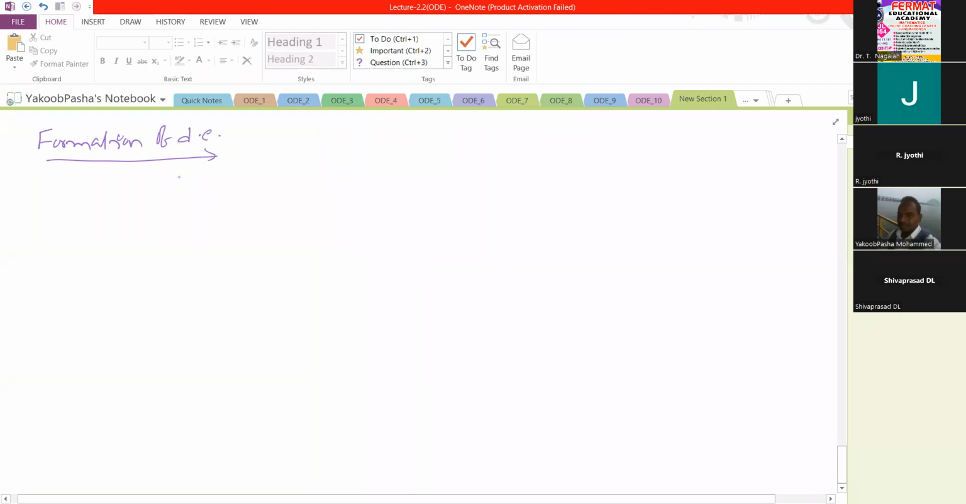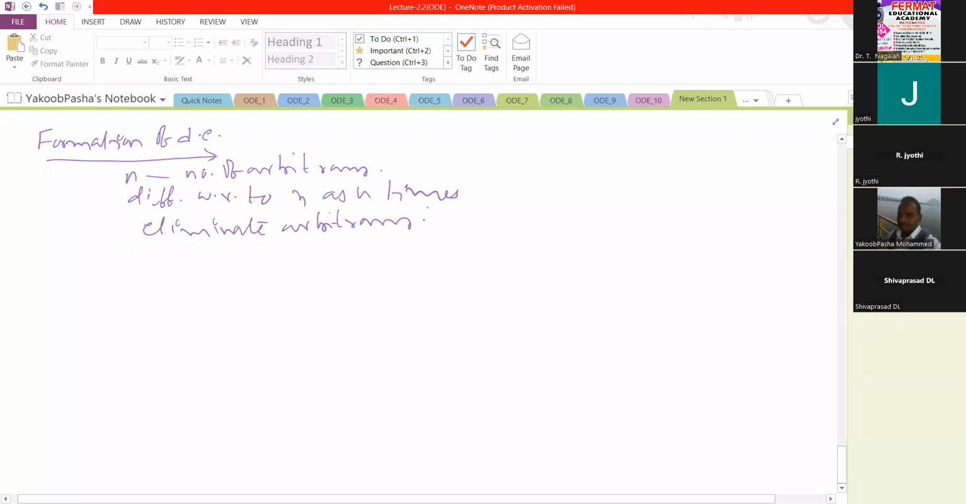Important topic. Now, how to form a differential equation? If we are given a relation containing n arbitrary constants, we need to differentiate that given relation with respect to x n times. Here n means the number of arbitrary constants. After differentiation, we need to eliminate the arbitrary constants. Then we get the differential equation.